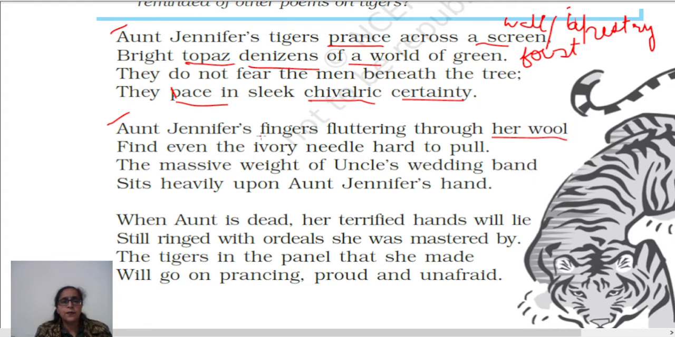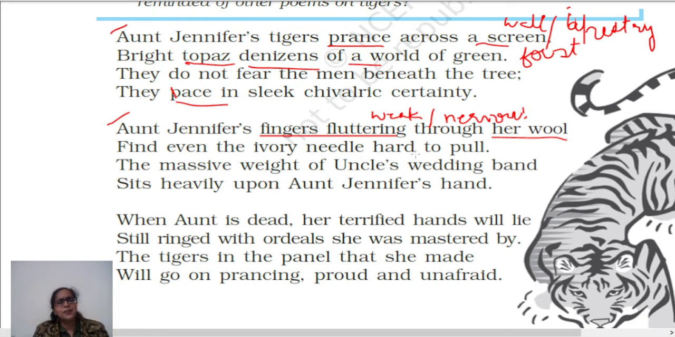So her fingers are fluttering. Fingers fluttering represent that she is weak, and it also represents nervousness, that someone is nervous. So because of being nervous, because of not being confident, and Aunt Jennifer is a little old also, she is weak also, her fingers are fluttering through the wool. Fluttering means trembling. So while doing this embroidery work, her fingers are trembling. Her fingers are not stable.